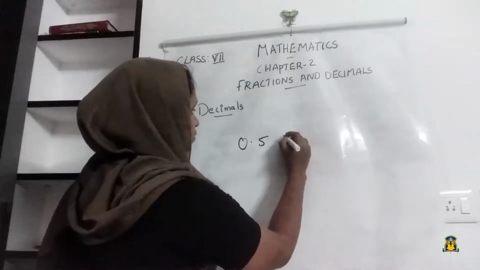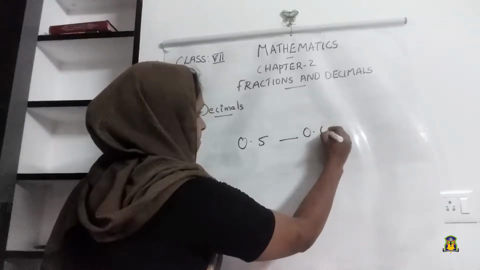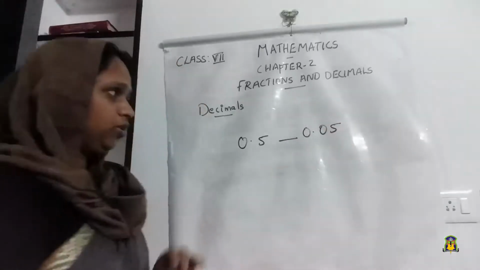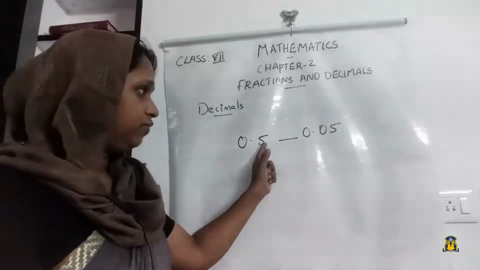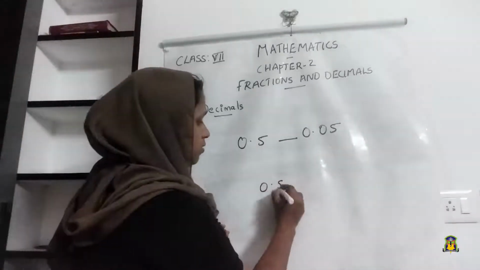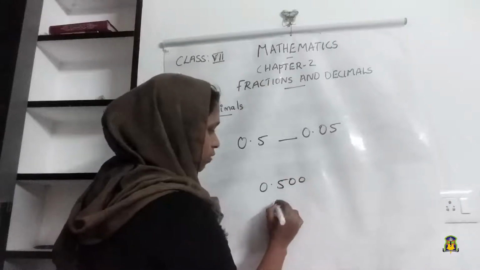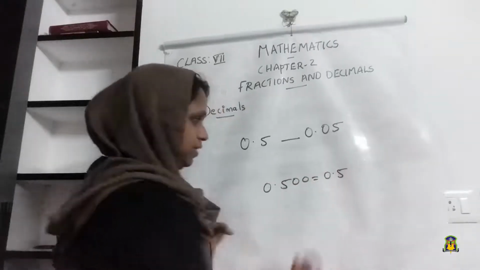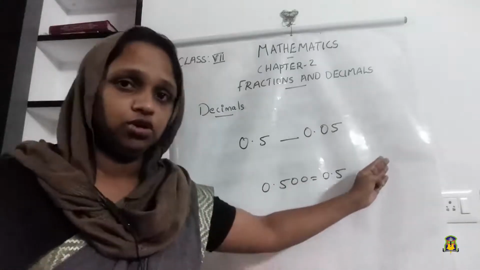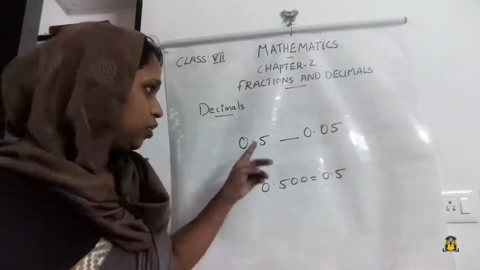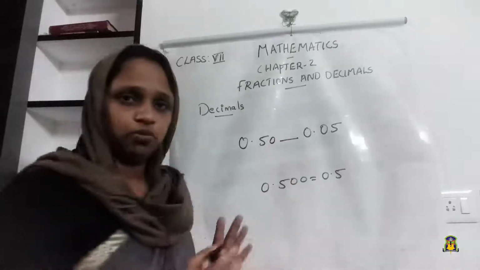0.5 and 0.05. Now we want to compare these. We know 0.500 is equal to 0.5. If 0.5000, then also it will be equal to 0.5 itself. So if I write 0 here, then also no problem.